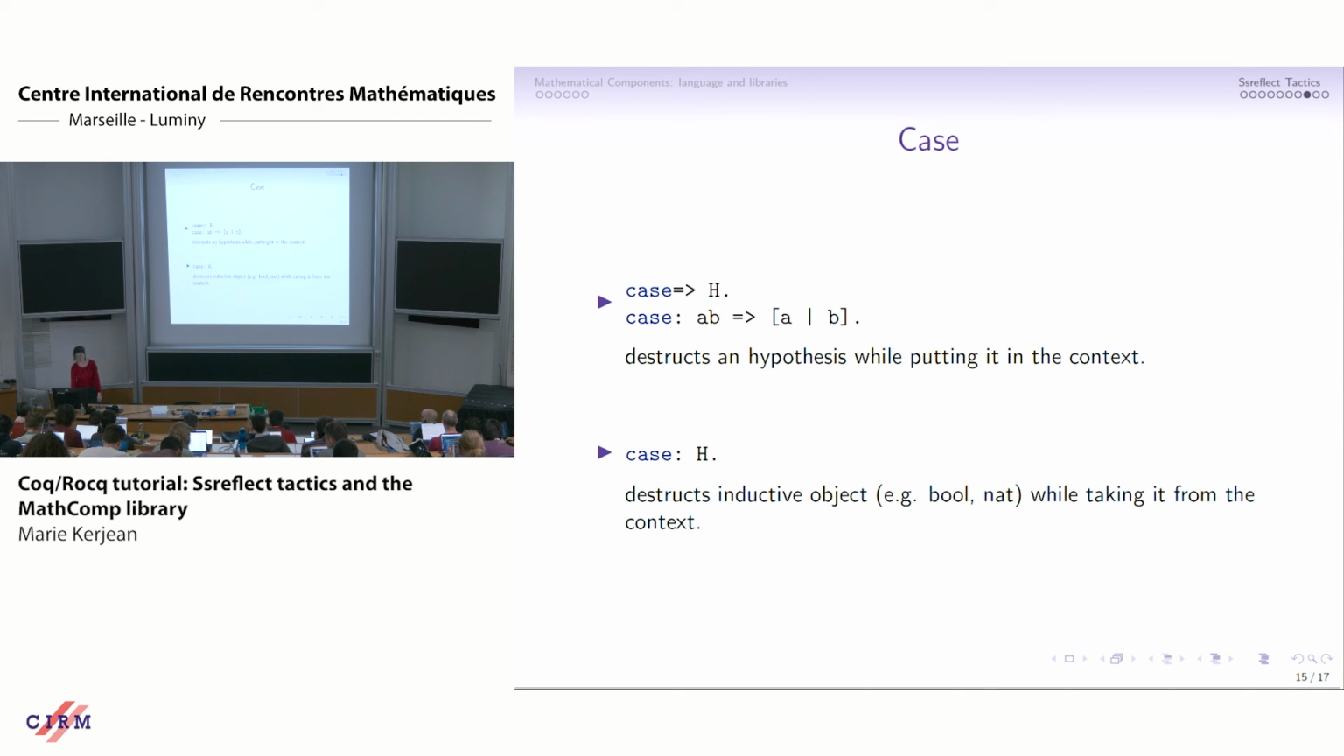You also have the case tactic, which is going to destruct. So I don't know what's the equivalent in Lean. It's going to be R cases. But can you use R cases to take something from the context and put it back on the stack? So it's going to be R cases also.